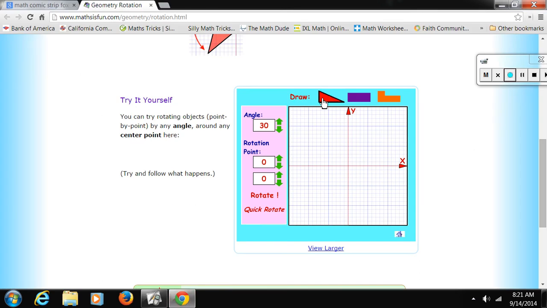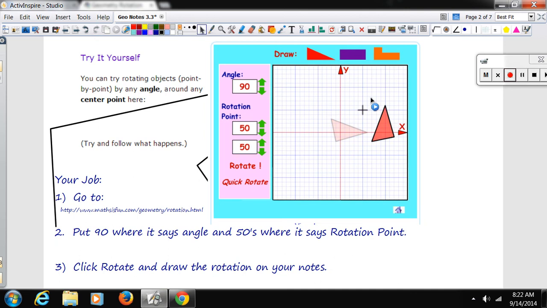So when you click the red triangle and you put in 90, just click 90 there, and put 50 and 50 here. Don't quick rotate, because you won't see the actual angles. We want to actually click rotate so you can see that it's making a 90-degree angle from each point. Each point's making that 90-degree angle, and then it shifts it over. This is what you want to draw on your paper, and it should look like this. You can see the plus sign is where they rotated it, and then we rotated it over.